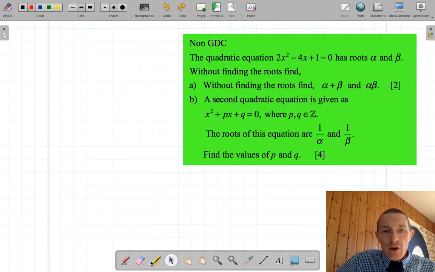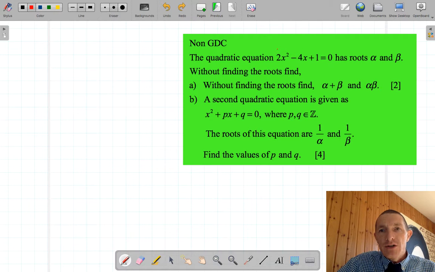Got a quadratic equation here, and this quadratic equation has got roots alpha and beta. And without finding out what alpha and beta are, I've got to just state alpha plus beta and alpha beta. That's 2 marks, and it should be quite straightforward. It's going to be 1 for this and 1 for this.